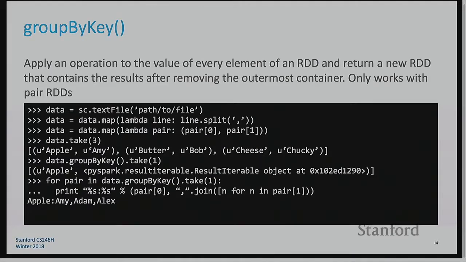In reality, notice I just redo this because I didn't save it. I could have saved this to a variable and not redone it, but Spark caches it, so it costs me nothing to redo. So for pair in every one of these, I'm going to join everything in the second half of my tuple, everything in that iterable, join it together and then print it. And then I get Apple, Adam, Alex, whatever. Does that make sense?